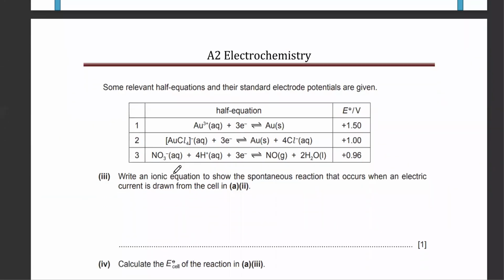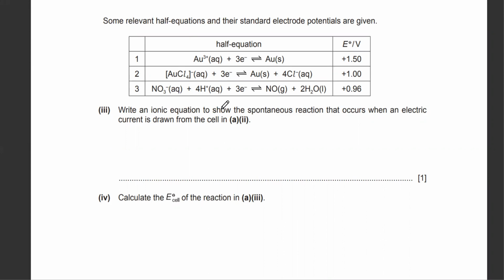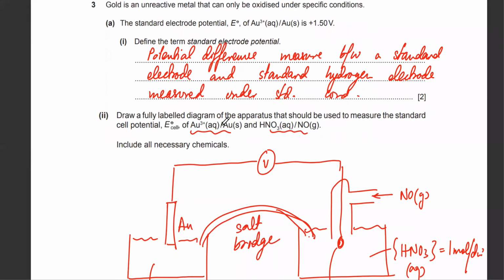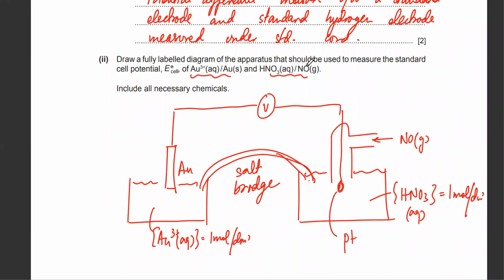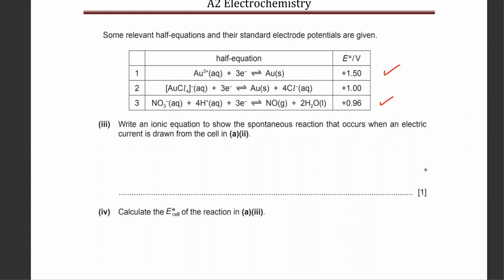Moving on, they're asking, write an ionic equation to show the spontaneous reaction that occurs when electric current is drawn from the cell. I'm assuming it's this one, the gold with gold ions, Au3+. That's one of the electrodes, and the one involving NO gas is the other one. I'm assuming it's these two, because reaction number 2 probably has nothing to do with this. It's gold and gold ions and NO and nitric acid, HNO3. The first one is the higher potential, it gains electrons. The next one is the lower potential, it loses electrons.